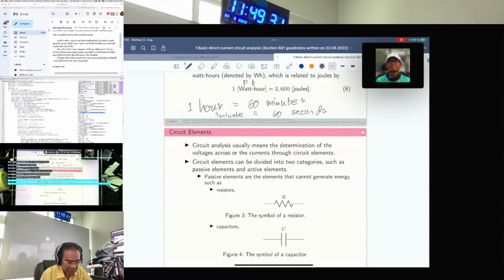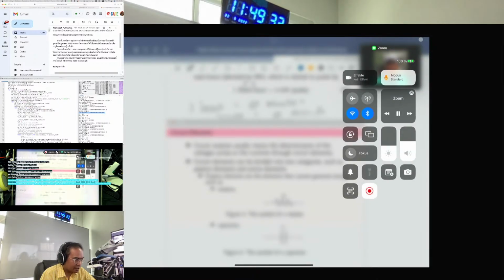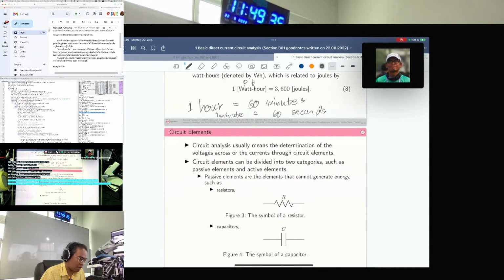The circuit elements can be divided into two categories or two types. The first one is the passive element that has no power at all. Okay, simply speaking, it's not dangerous to us. Another one is called active elements.